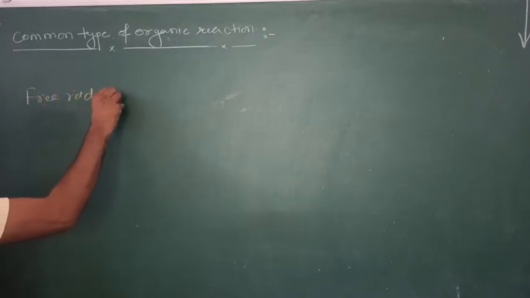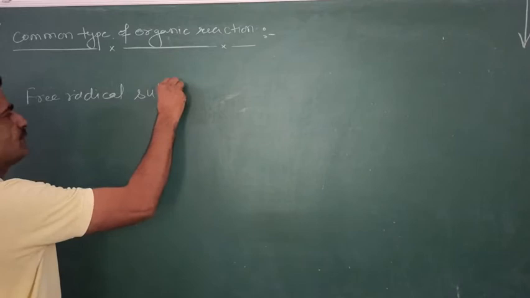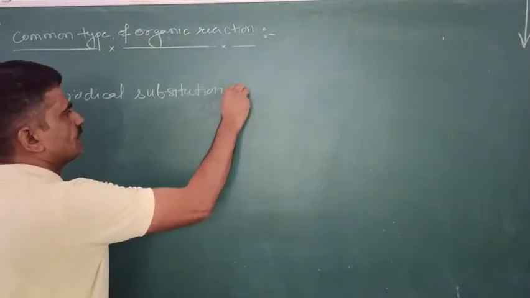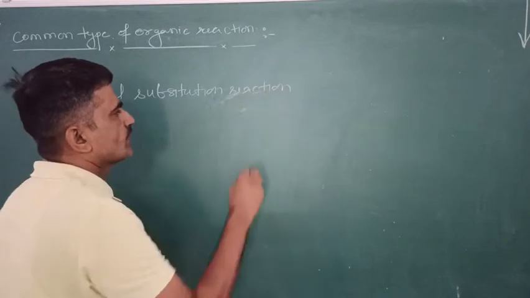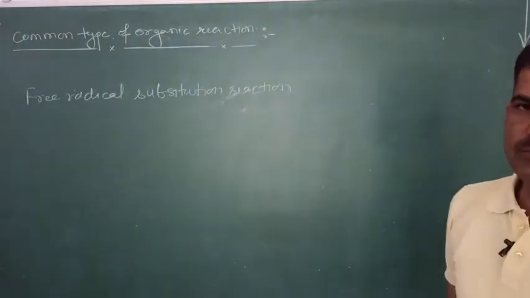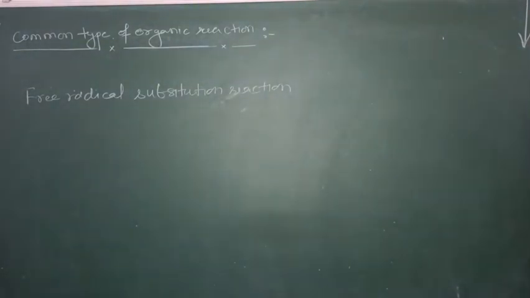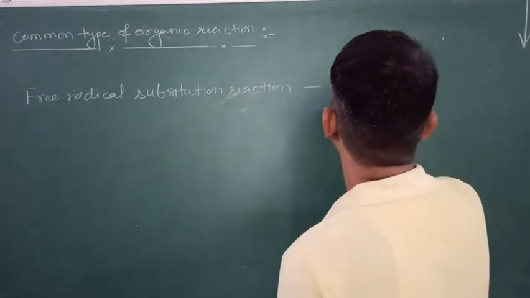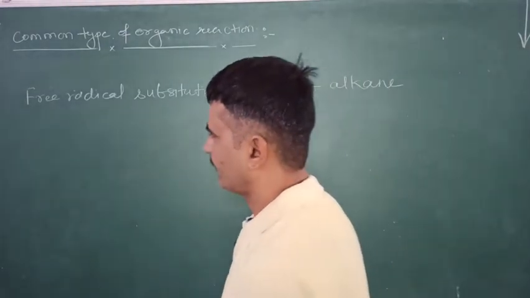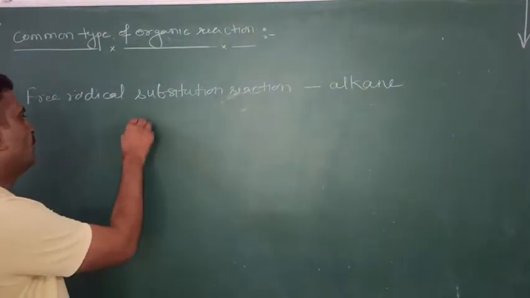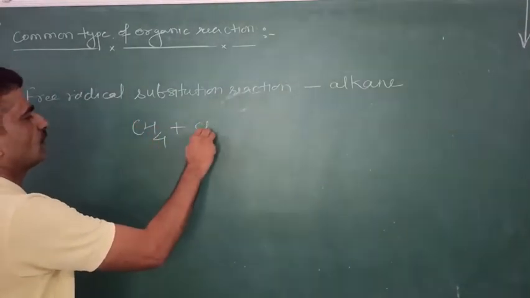Free radical substitution reaction. In a free radical substitution reaction, the substitution is carried out by a free radical, and this type of chemical reaction is mainly carried out in alkanes. Just like, we will take the example of methane chlorination.